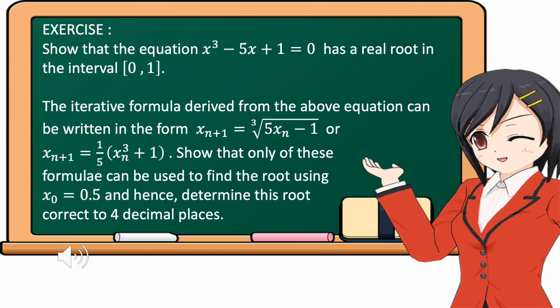Second part, the iterative formula derived from the above equation can be written in the form x n plus 1 equal to cubic root of 5xn minus 1, or x n plus 1 equal to 1 over 5 bracket xn to the power 3 plus 1. Show that only one of these formulas can be used to find the root using initial value equal to 0.5, and hence determine this root correct to 4 decimal places.